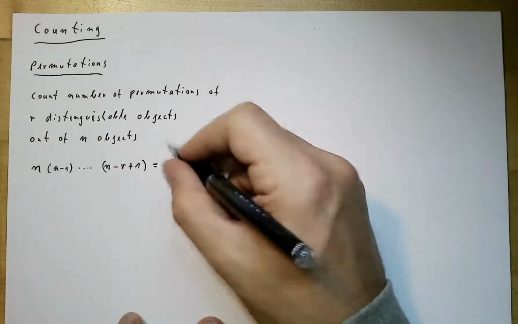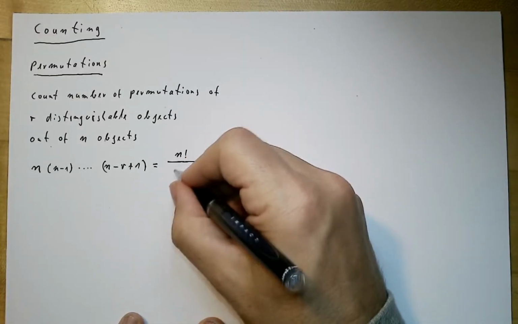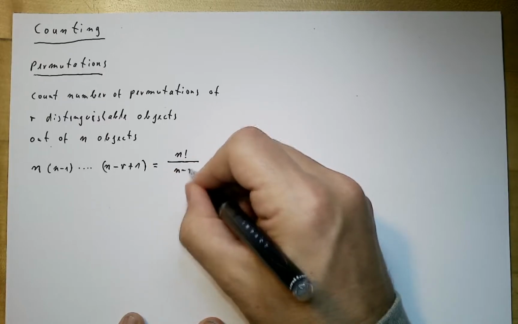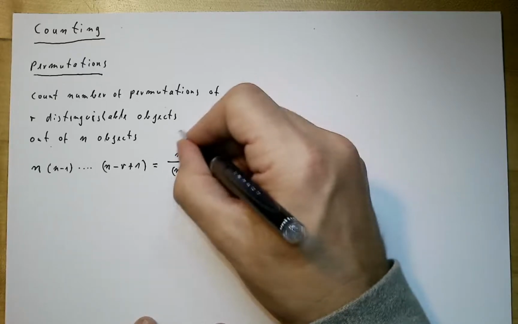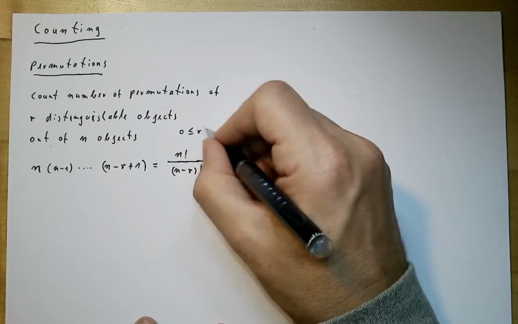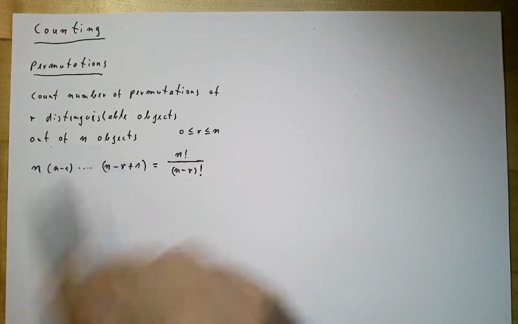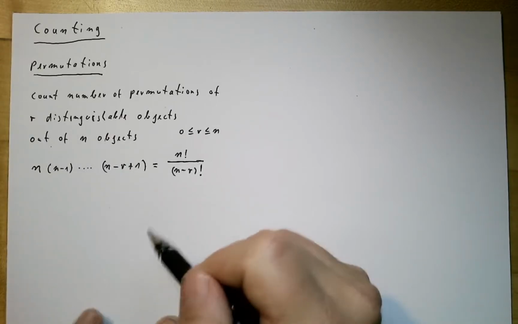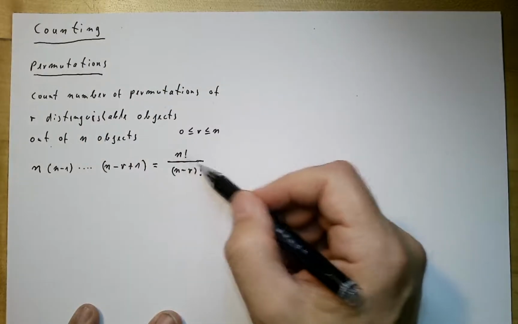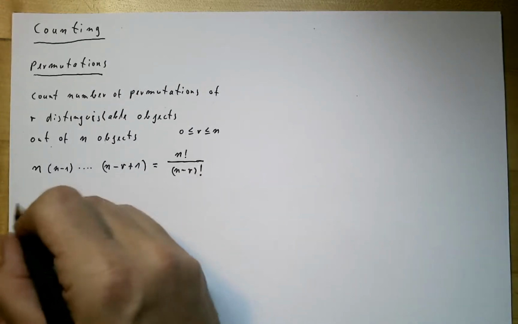And this is usually more easily written with the factorial: n factorial over n minus r factorial, and we of course always assume that r must be smaller than n, otherwise we cannot choose r objects out of the n when calculating the permutations of r objects out of the n. And when you count things, you usually get to these factorial things.